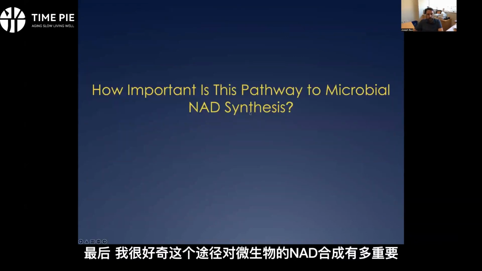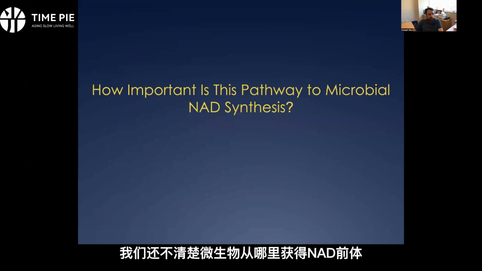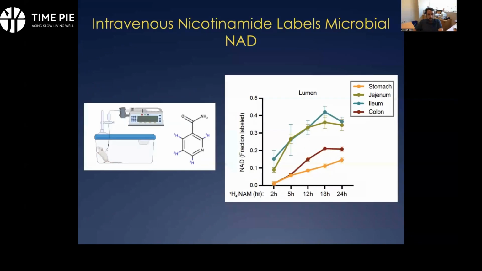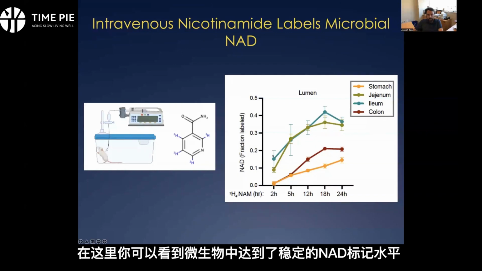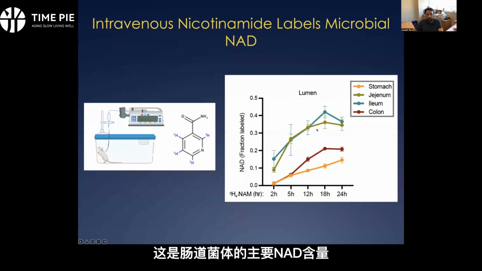So finally, we were curious about how important this pathway is to microbial NAD synthesis. It wasn't really clear where microbes get their NAD precursors in the case where you take them out of the diet. And so we decided to test that by doing the same type of experiment. Now, instead of a bolus, we do constant infusion of intravenous deuterated nicotinamide, so we can track this into the gut lumen. And so here you can see steady state levels being reached for NAD labeling in the microbes, which are the main NAD content of the gut lumen.